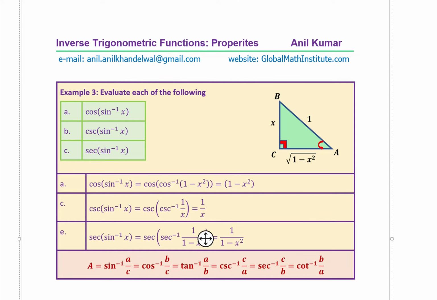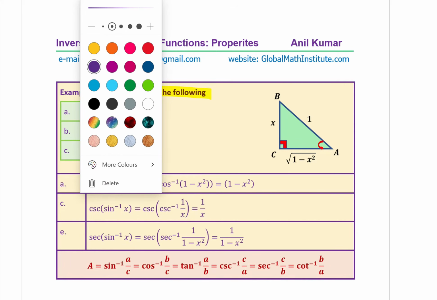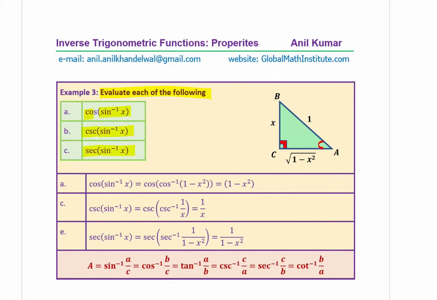Now let's move forward. Take example 3 now. In this example 3, we are going to evaluate each of the expressions. The three given to you are cos of sine inverse x, cosecant of sine inverse x, secant of sine inverse x. So we'll actually write an expression for it, right? Not exactly evaluate, but you can say write a simplified expression, because they are in terms of x.